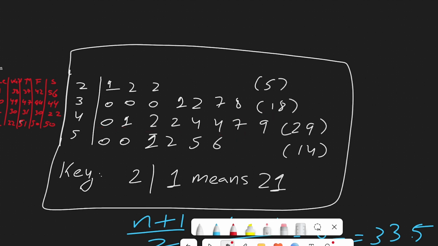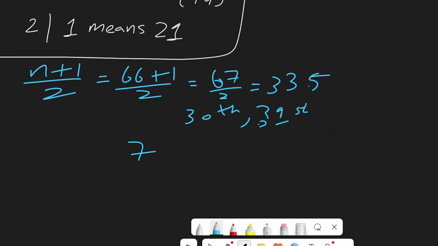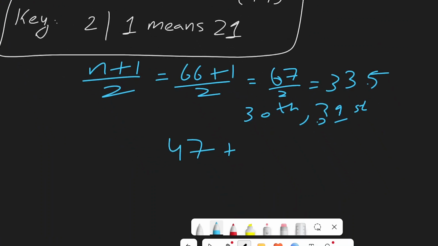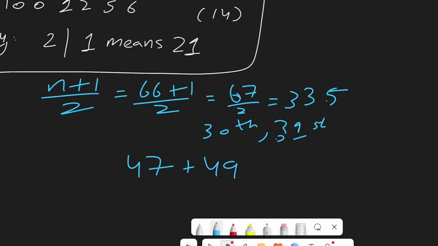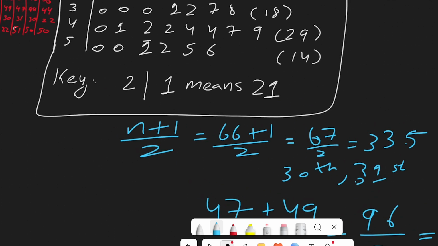Okay, so these are the values 7 and 9. Basically it is not 7 plus 9, it is 47 plus 49. We need to take care of this: 47 plus 49 over 2, because we need to take the average, and that would give us our median, which is 96 over 2, and that would give us 48. So our median would be 48.